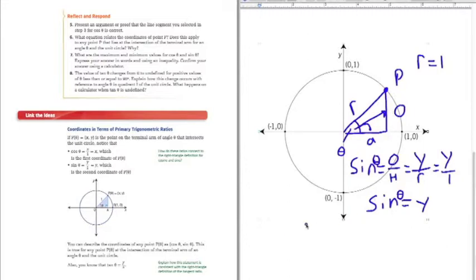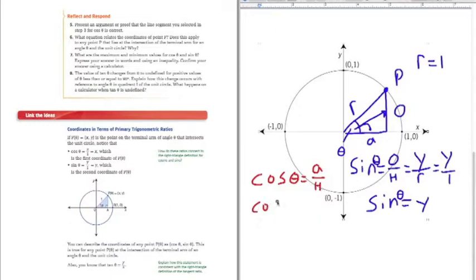Let's take a look at cos. Let's do cos in a different color. So cos theta is going to be equal to, this time, adjacent over hypotenuse. These are just the SOHCAHTOA rules that we've learned in previous years. And if not, here's a little reminder for us.